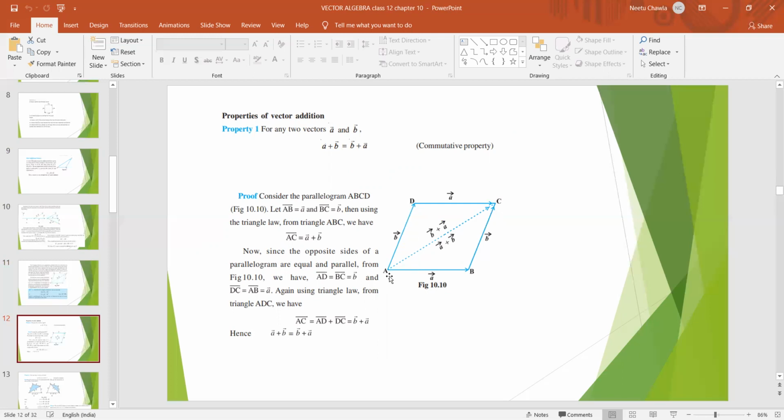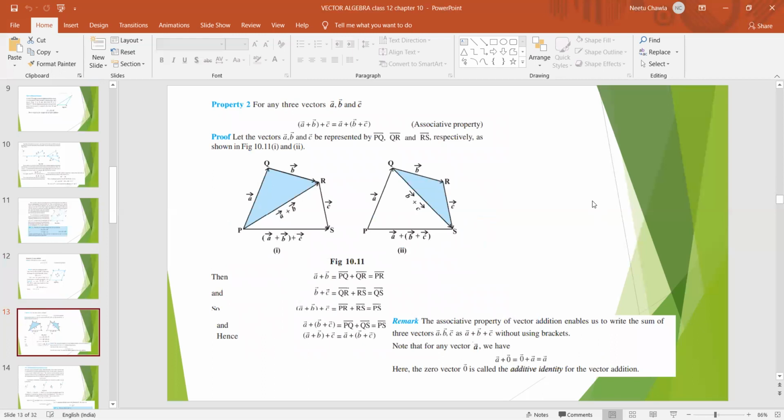Let's see here. This AB is the A vector, and this is BC, which is the B vector. Their addition is this AC vector, which is A plus B. Now let's see B plus A. This is the B vector and this is the A vector. If we add this B plus A, again we are getting this AC only, which is the B plus A vector. Ultimately, B vector plus A vector is equal to A vector plus B vector. So hence the commutative property holds for addition of vectors.